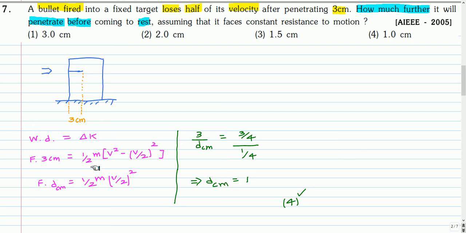energy. The decrease in kinetic energy is half m v square minus half m (v by 2) square while penetrating a distance of 3 centimeters. Work done is force into distance, so force into 3 centimeters. And when it penetrates a further distance of d centimeters, the work done will be F into d. In that distance, the loss of kinetic energy is half m (v by 2) square minus half m 0 square. So we have two equations and two unknowns. If we divide these two, we will get d as 1 centimeter. So the correct option is option 4.